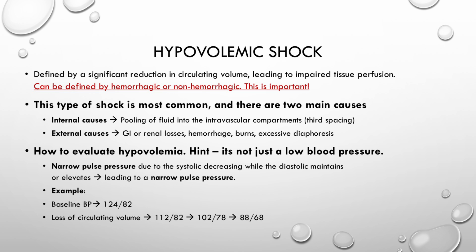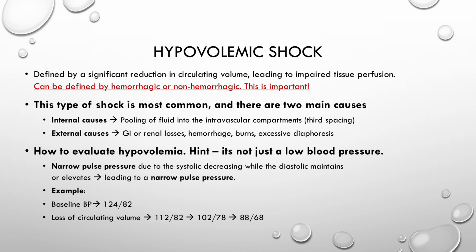pneumothorax. So under the first type of shock, hypovolemic, this is defined by a reduction in circulating volume leading to impaired tissue perfusion. This can be defined by hemorrhagic or non-hemorrhagic. This is important to distinguish because your treatments are going to be different. So under hypovolemic shock, you can have hemorrhagic or non-hemorrhagic.